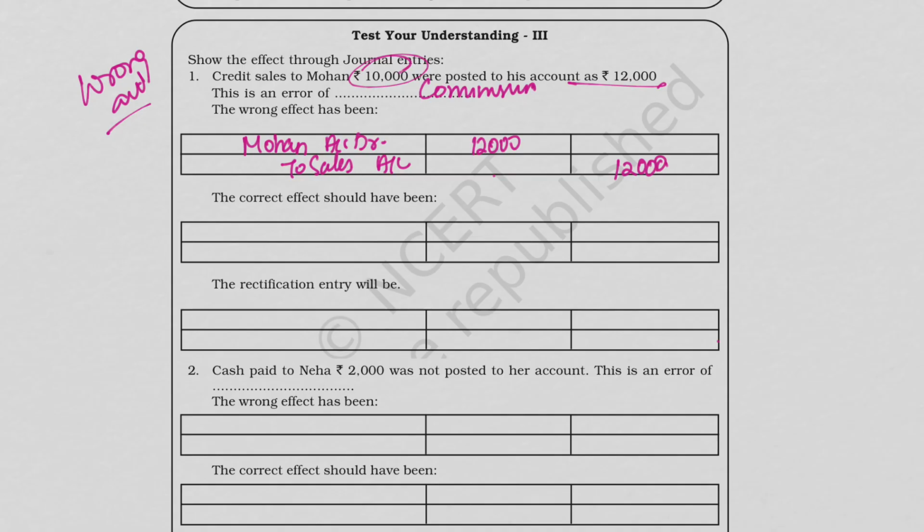So this has been recorded with the wrong amount. The correct entry should have been Mohan account debit rupees 10,000 to sales rupees 10,000. Now basically Mohan account is debited excess by rupees 2,000 and sales account is credited excess by rupees 2,000. So we have to reduce both of them by 2,000. So the rectification entry would be sales account debit 2,000 to Mohan 2,000.